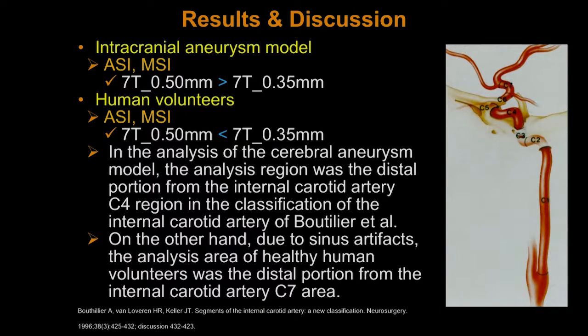We thought that in the analysis of the cerebral aneurysm model, the analysis region was the distal portion from the internal carotid artery C4 region. On the other hand, due to sinus artifact, the analysis area of the healthy human volunteer was the distal portion from the internal carotid artery C7 area. So, therefore, the smaller arteries are included in human volunteers. So the caliber affected the final results.